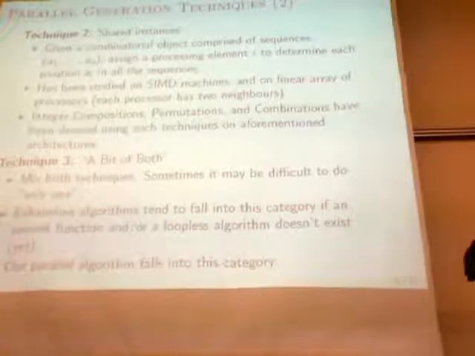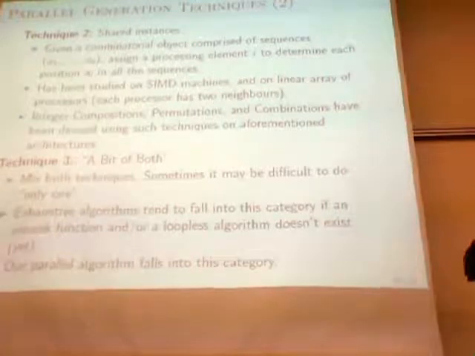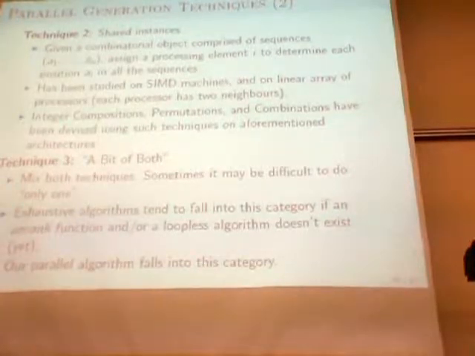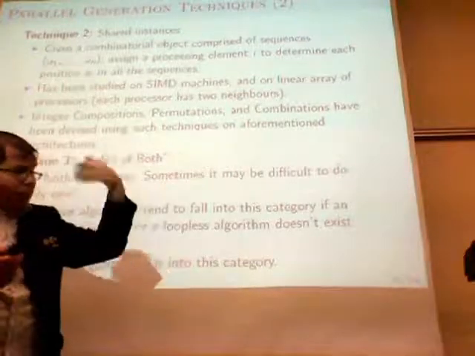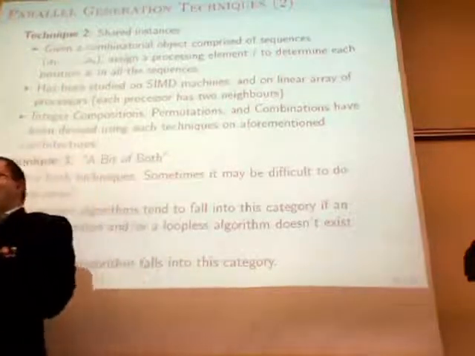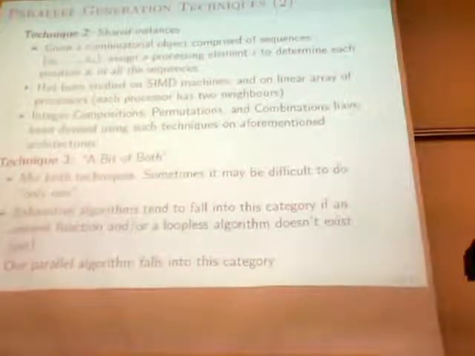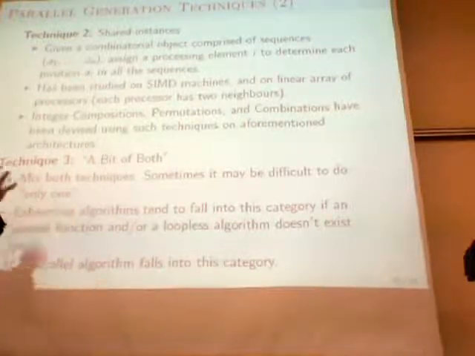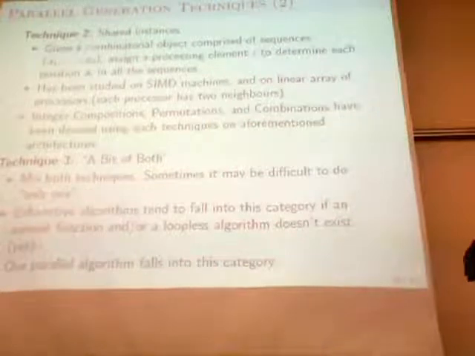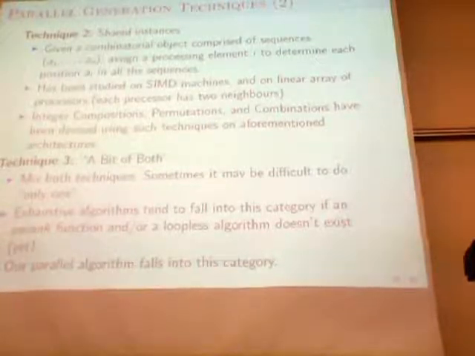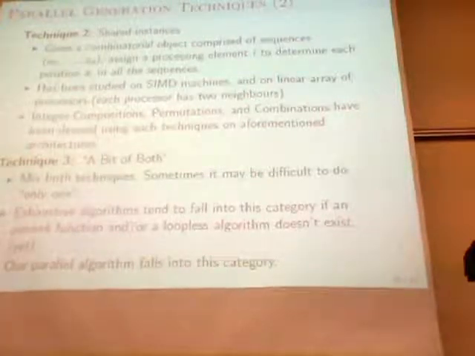So the third technique is a bit of both. I like to put a bit of both because it makes it nice and easy. What you do is you take elements of both and you try to see, hey, there are some things over here I could do well, like I want to maybe get rid of that communication issue, and maybe I want to build some of the objects, but I don't necessarily want to break them entirely into groups. So sometimes it's difficult to only do one of these techniques. For example, if I don't have an unranking function, it gets really difficult to do technique 1 unless you have something that's relatively easy to do.